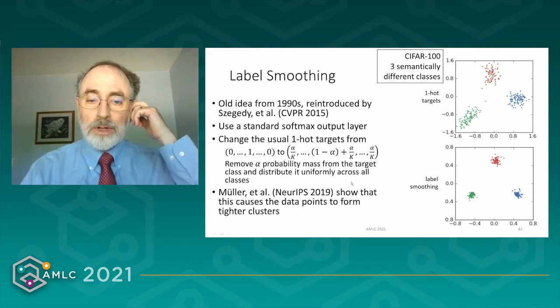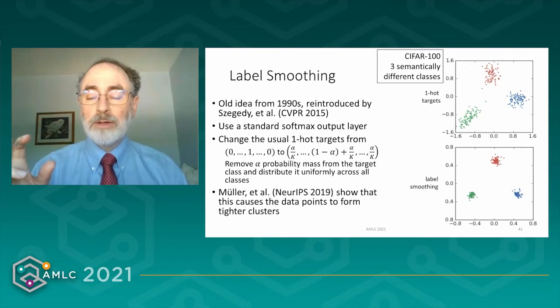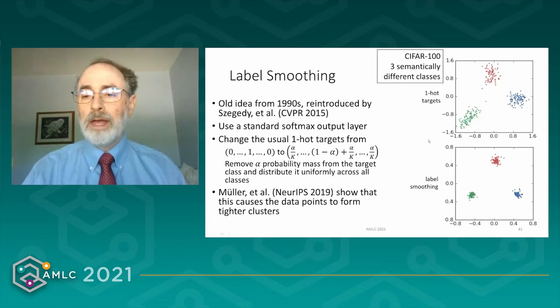And a paper coming out of Toronto by Müller et al. shows that this causes the data points to form tighter clusters than we get if we use the one-hot targets. And so with those tighter clusters, it makes sense that we could fit better Gaussians to them and perhaps improve our anomaly scoring.